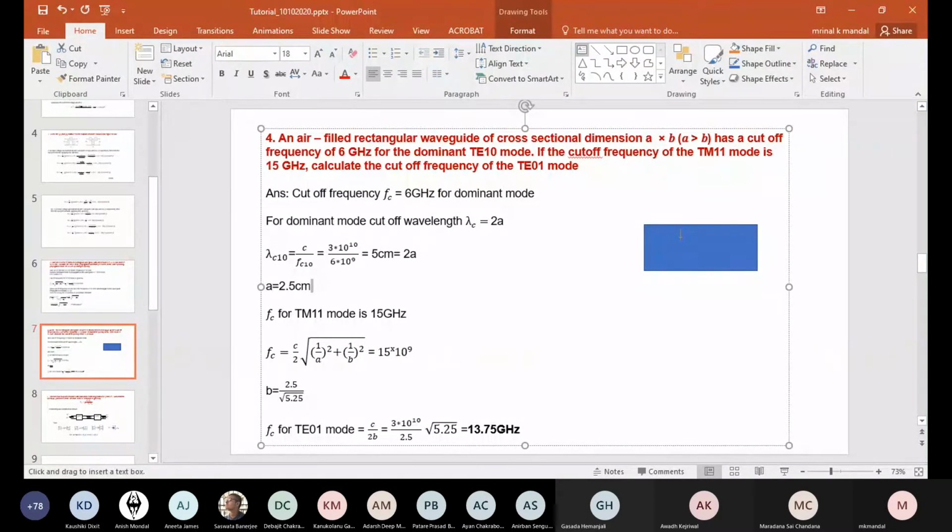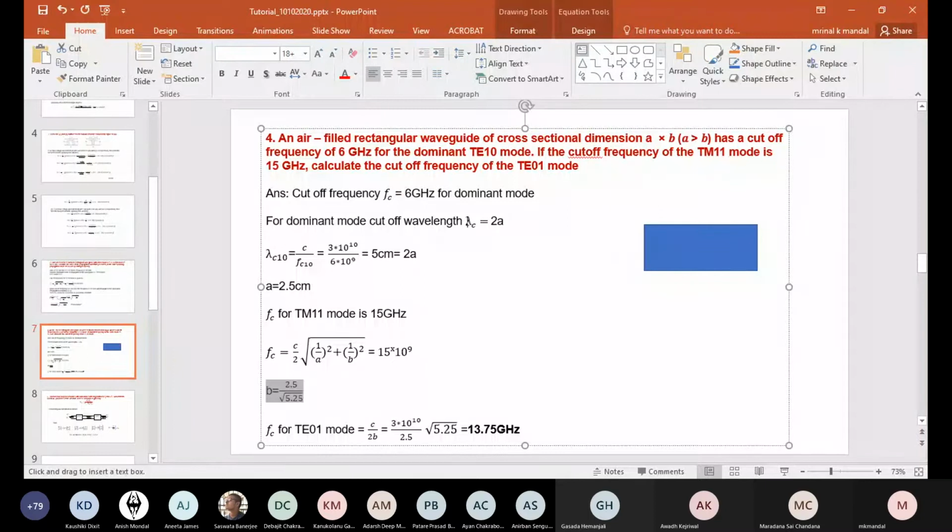So we simply use the formula then. Cutoff frequency for TE10 is 6 gigahertz. That means twice A is coming 5 centimeter. It's air filled. So A we already know, 2.5 centimeter. Now for TM11 mode, use the formula with m equal to 1, n equal to 1, and put the value of A. So B is coming this. So AB dimension is given.